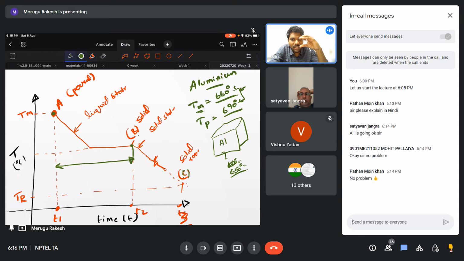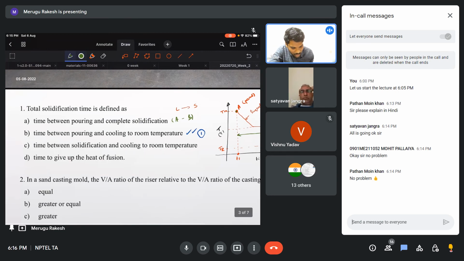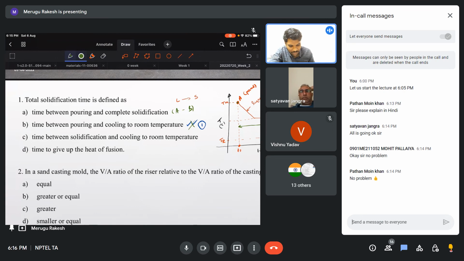So that is the time we have to take. We should not take the time for it to come to room temperature. So the correct option is option A, not option B. There are other options. Time between solidification and cooling to room temperature, which is wrong. Time to give up the heat of fusion, which is wrong. So the total time starts from pouring until the complete solidification.